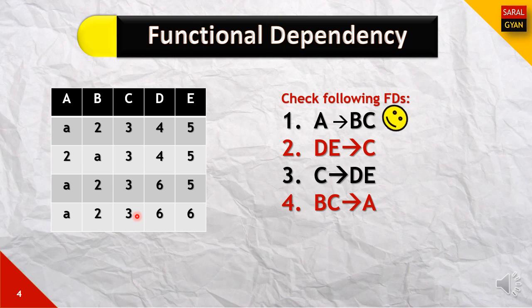Now DE to C, DE 4 5, again 4 5. Now we will see the attribute C. For this 4 5 the value is 3, for this 4 5 again 3, this also holds good.